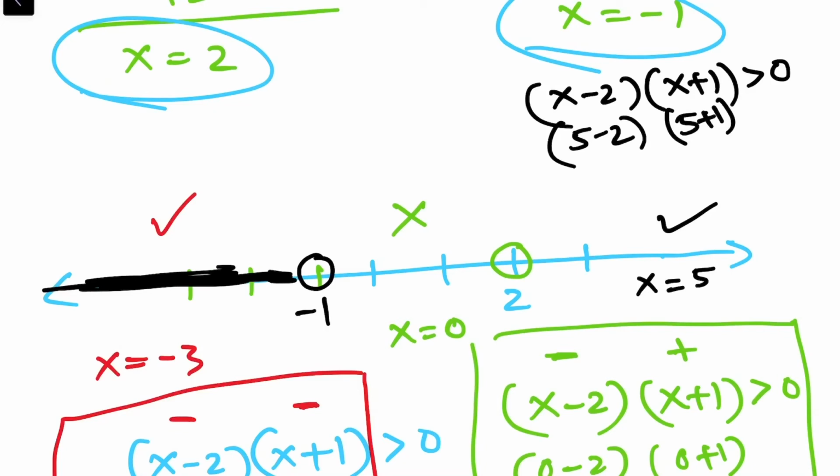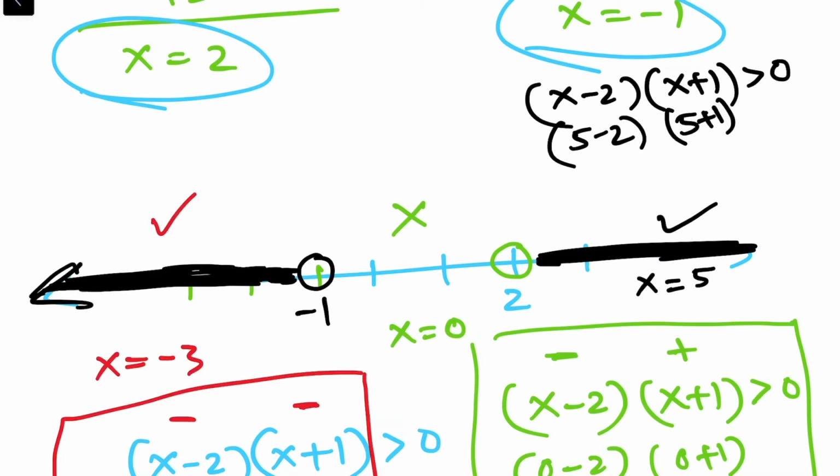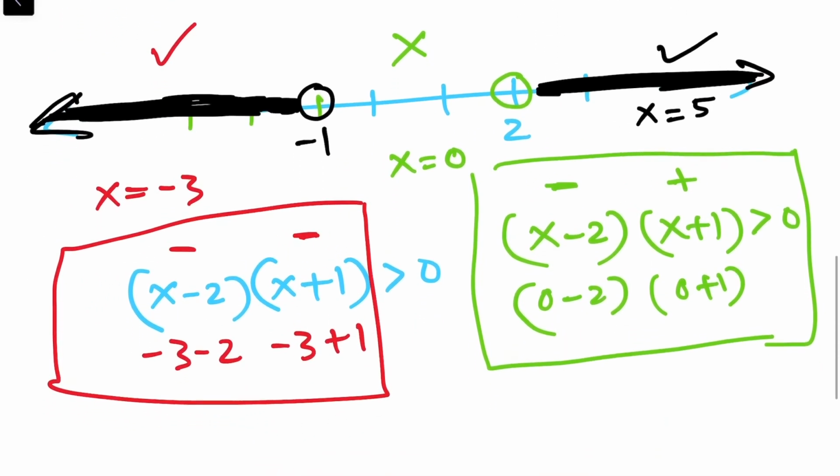So this interval will be part of the solution. That means if you want, you can choose any number from this section. You can also choose any number from this section, but don't choose any number from the middle section. That's what it means. Also, do not choose 2 or negative 1 because we don't have that equal sign.